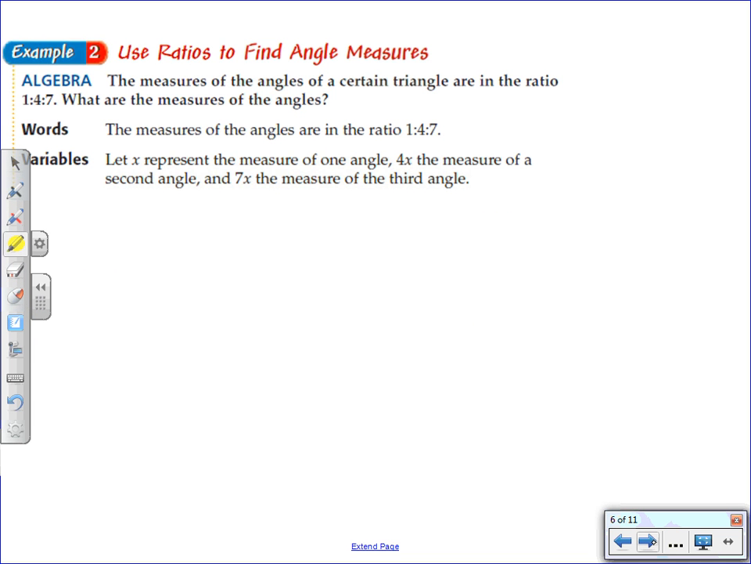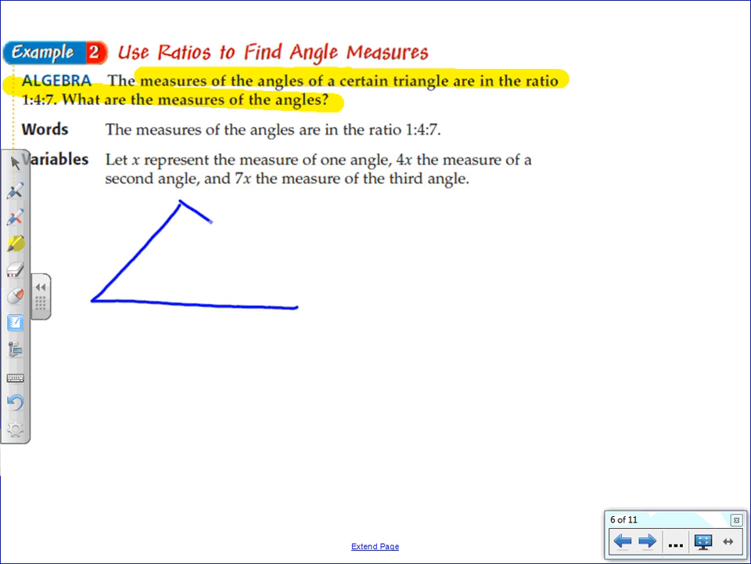You can use ratios to figure out measures of angles as well. For instance, what if we know the measures of the angles of a certain triangle are in the ratio of 1 to 4 to 7? We can find the measure of the angles. Well, I'm going to draw a picture because I like to draw pictures to help myself with geometry. So one angle, and the ratio is 1 to 4 to 7.